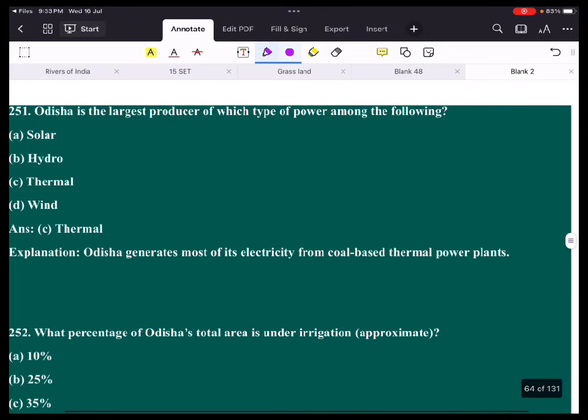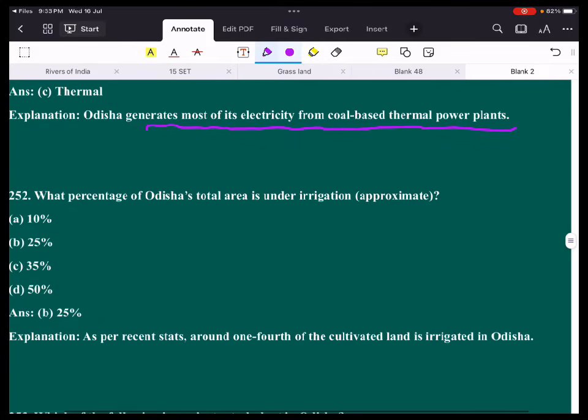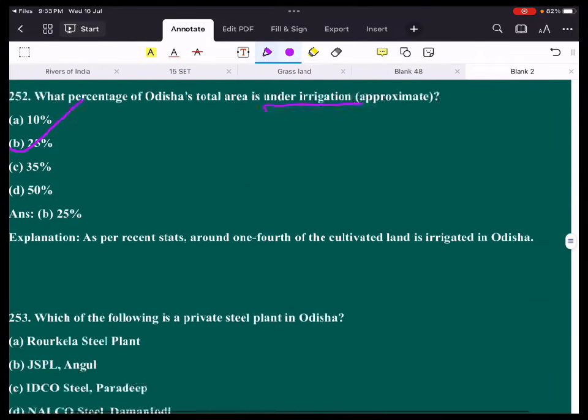Odisha is the largest producer of which type of power among the following? That is thermal, option C. Odisha generates most of its electricity from coal-based thermal power plants. What percentage of Odisha's total area is under irrigation? That is option B, 25%.